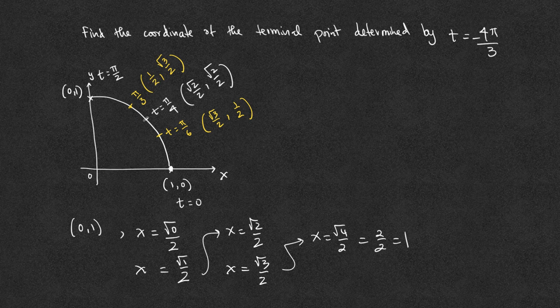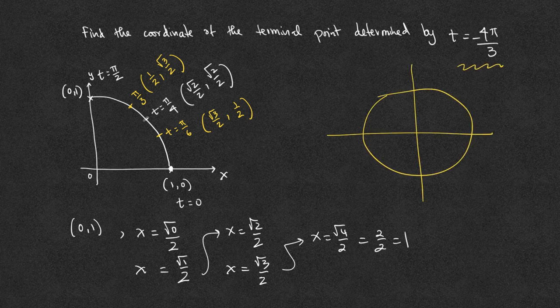The coordinate of the terminal point determined by t equals negative 4 pi over 3 can be determined on the unit circle, but we have to go clockwise, starting at the point (1, 0). Always start counting or moving clockwise or counterclockwise from the positive horizontal axis, which is the positive x-axis. We start at the point (1, 0) and we move clockwise because this is a negative number.